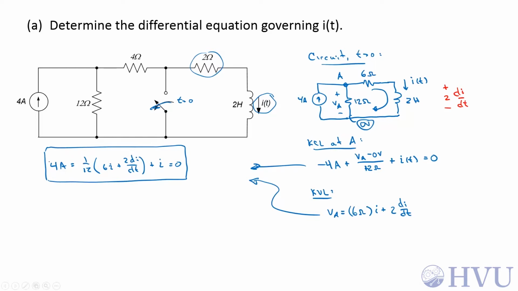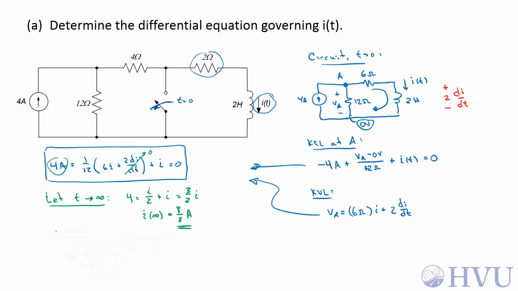Now let's check our differential equation by letting t go to infinity. We always want to check our results. An easy way to do that is to look at the steady state response. So if we let t go to infinity, I, as t goes to infinity, is going to become a constant. This term will be 0, so 4 is equal to I over 2 plus I, which is 3 over 2 I. So I at infinity is going to be 8 over 3 amps.